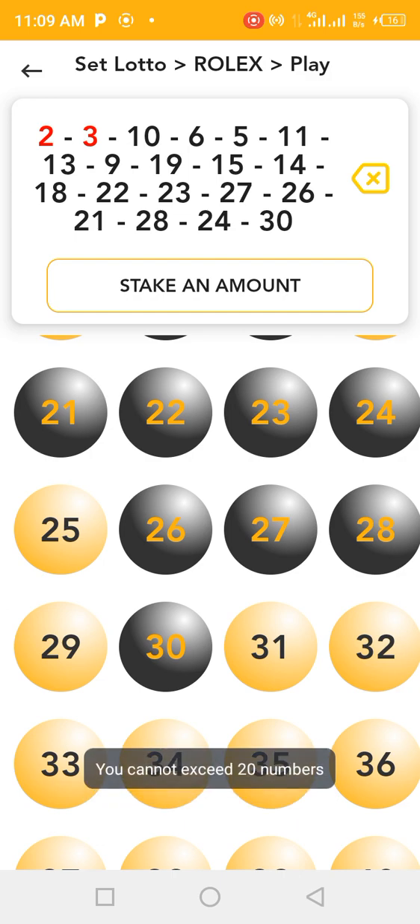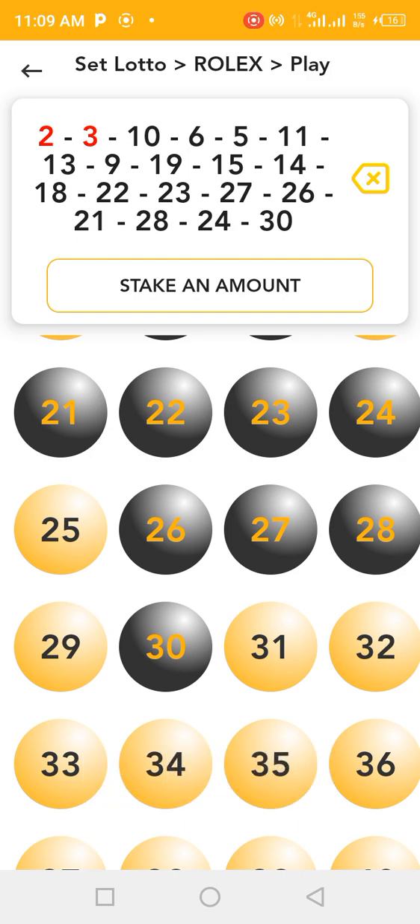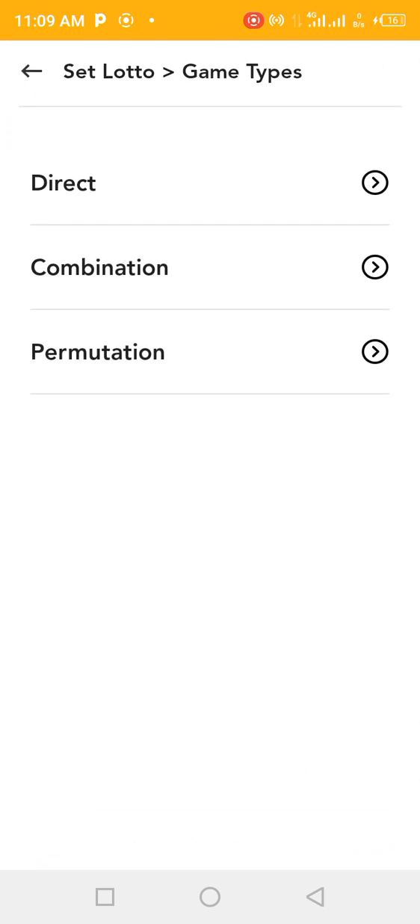If it were combination four, three numbers are sure and they're going to be in red. If you are playing combination five, four numbers will be in red plus any other ones that you are selecting. It's as simple as that. That's on combination. Quickly, let us go to permutation.